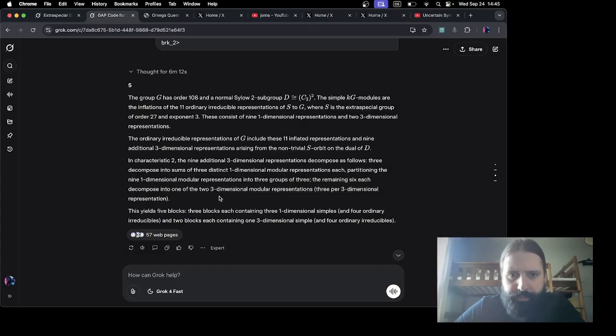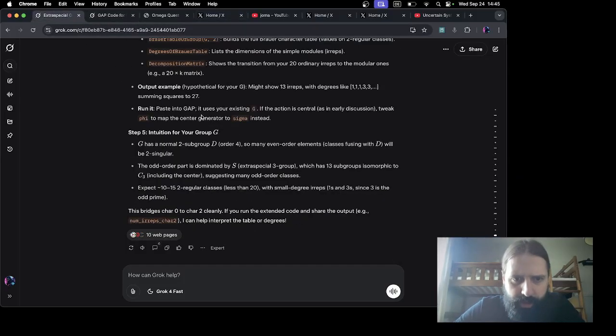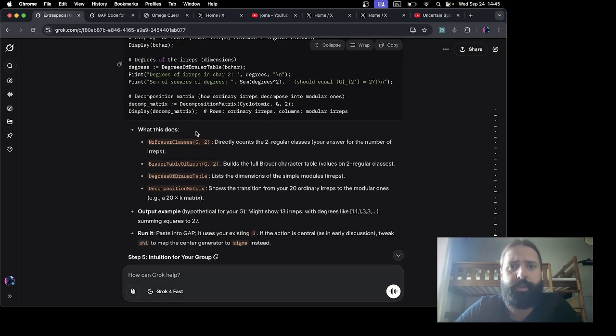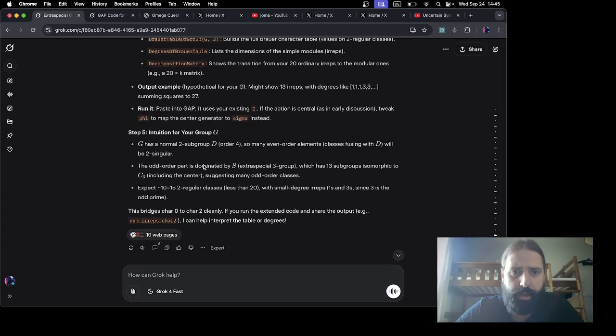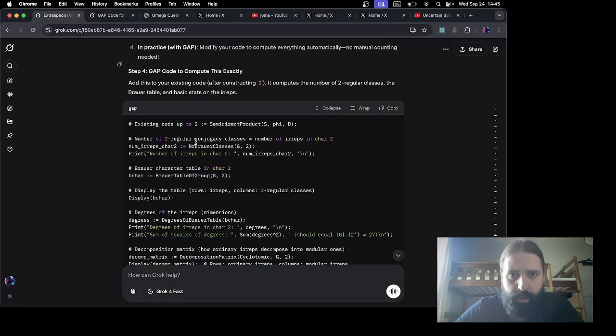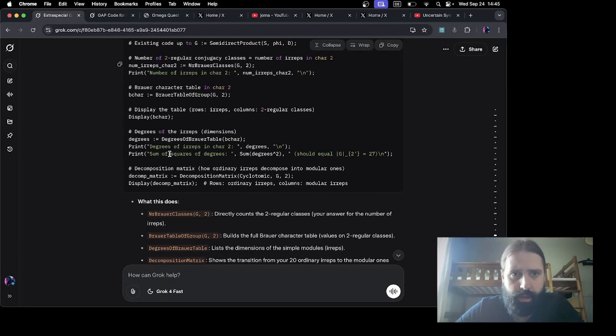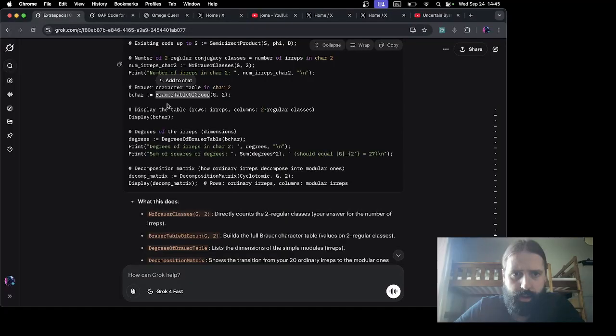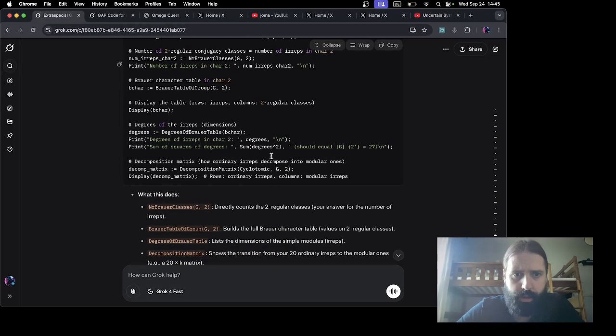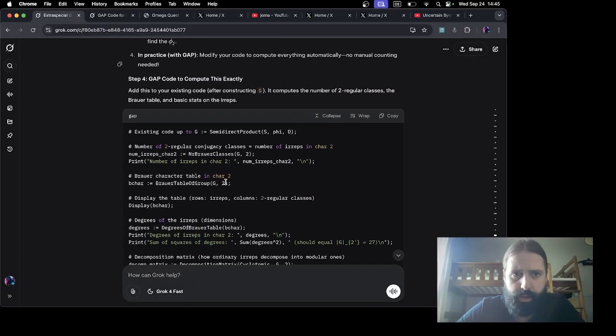So the thing is, I think what I need to ask it, but again, even if we get the result, I still want to be able to explain two things. One is to understand how to go from char 0 to char 2, and another one would be how to break down the reps, if possible. Now, existing code up to G equals semidirect product.